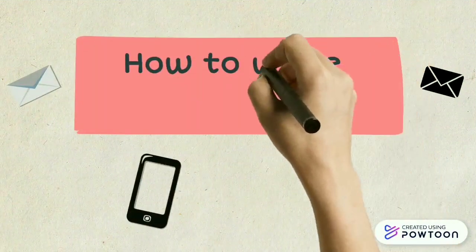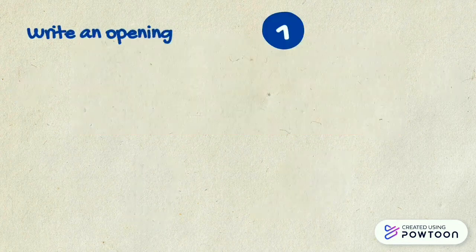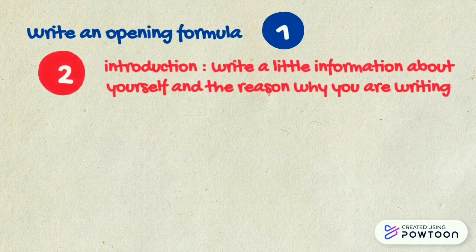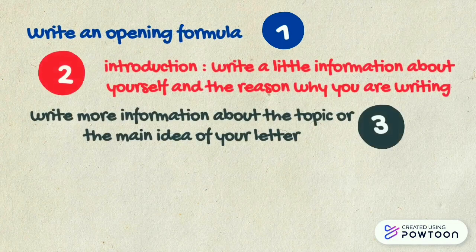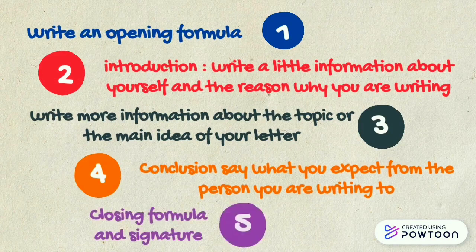How to write a letter or an email? Number one is to write an opening formula. Number two is the introduction. Write a little information about yourself and the reason why you are writing. And then number three, write more information about the topic or the main idea of your letter. Number four is the conclusion. Say what you expect from the person you are writing to. And then the closing formula with signature.